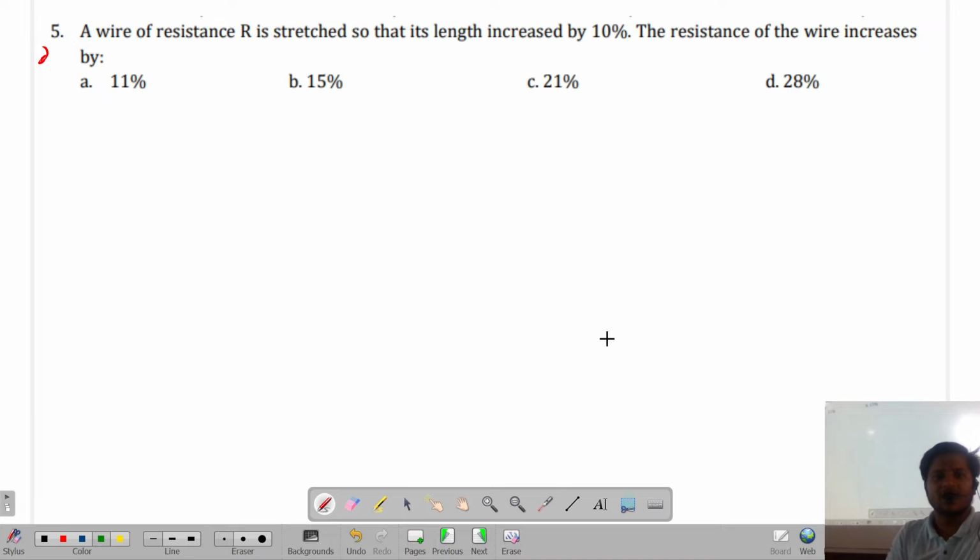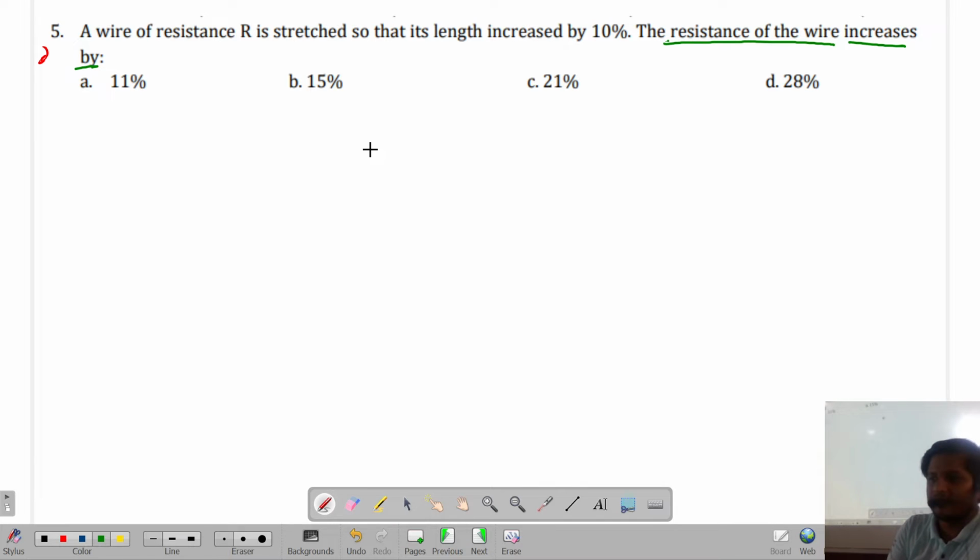Question number 5. A wire of resistance R is stretched, its length increased by 10%. The resistance of the wire increases by... It is not told how much percentage the resistance has increased. It has told the resistance increases by.